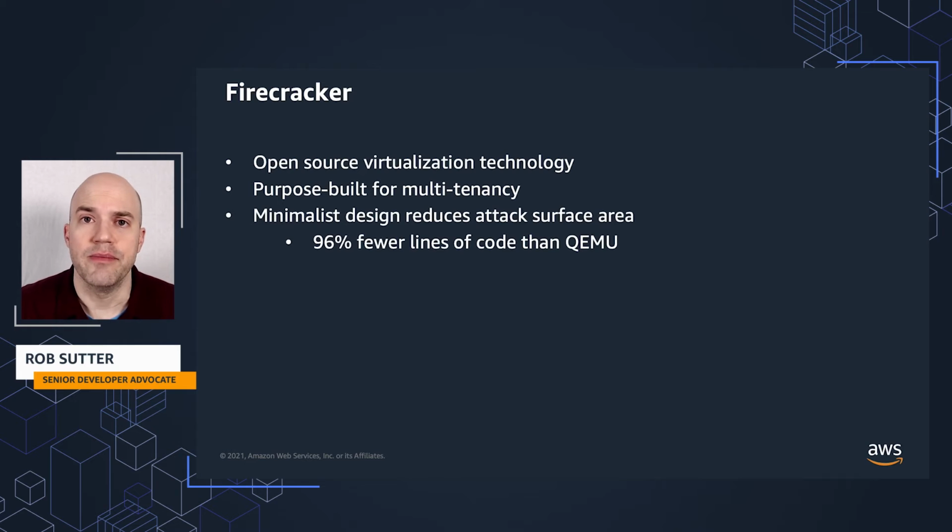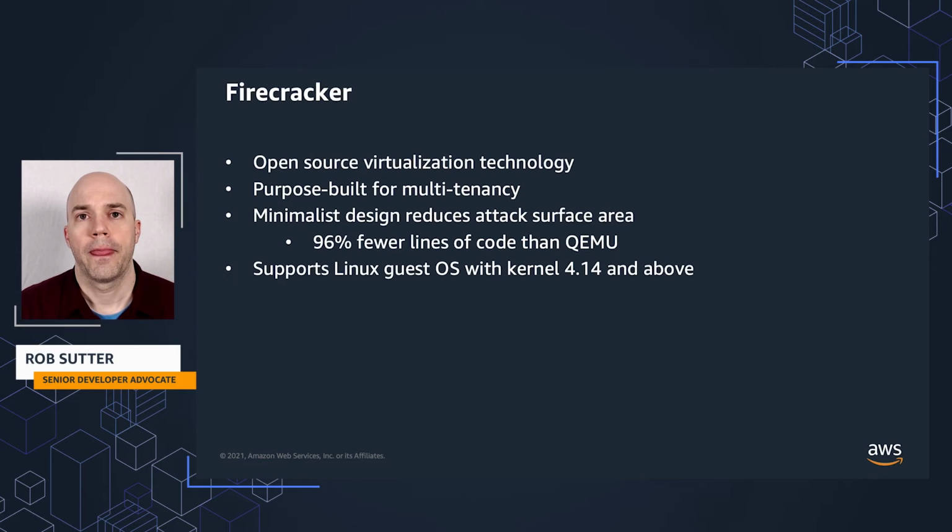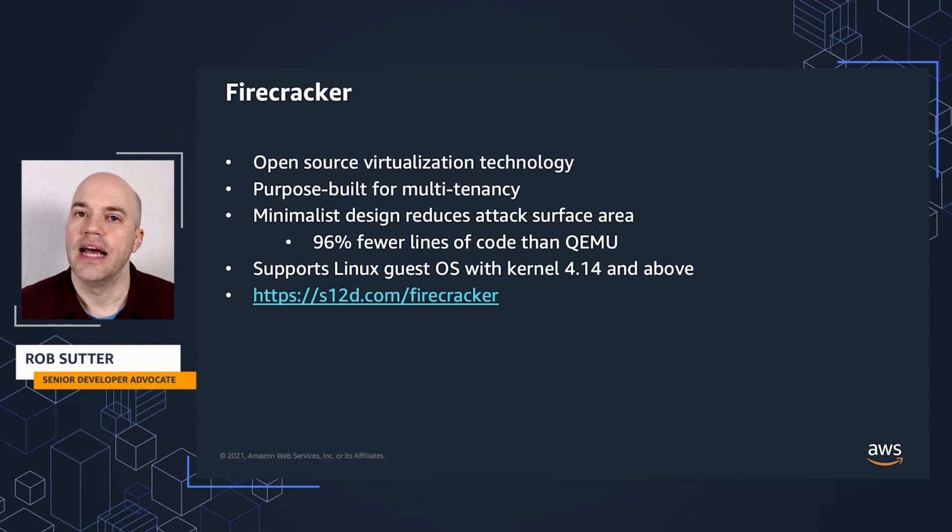Firecracker employs a minimalist design philosophy. Anything that wasn't needed to run Lambda functions and Fargate containers was stripped out. This resulted in 96% fewer lines of code than in QEMU, which it replaces. And Firecracker supports running any Linux guest OS as long as the kernel is version 4.14 or greater. For more information on Firecracker, see the reference shown on this slide, s12d.com/Firecracker.